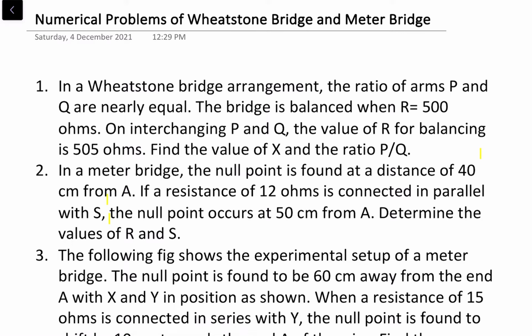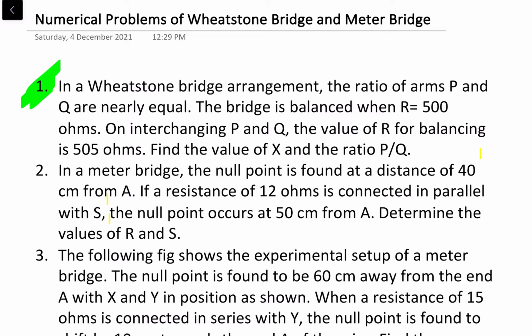The first numerical I have taken is: in a Wheatstone bridge arrangement, the ratio of arms P and Q are nearly equal. That means resistances P and Q are almost equal. The bridge is balanced when R is equal to 500 ohms. They did not tell us the fourth resistance, but when P and Q are in their positions and you keep R equal to 500 ohms, the bridge is balanced.